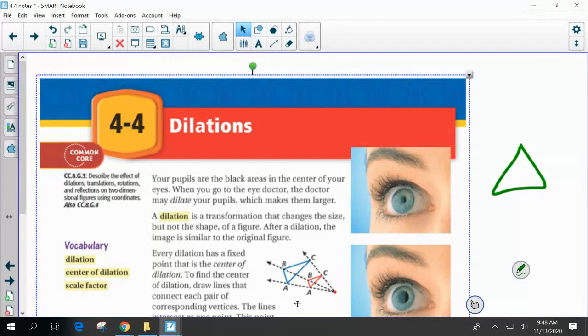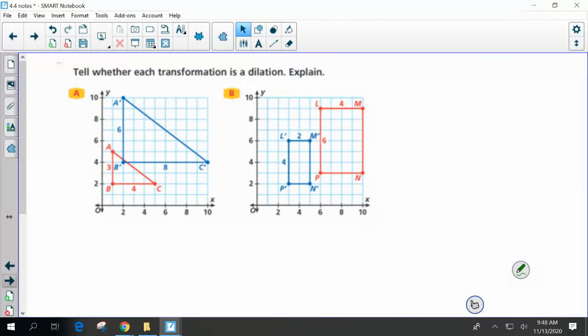Okay, and then the last one is a scale factor. That's a ratio used to reduce or enlarge similar figures. So the bigger the scale factor, obviously the bigger the shape is going to get; the smaller, the smaller it's going to get. What we're going to look at first is whether or not each transformation is a dilation. And in order to do that, we're going to look at the ratios of the numbers.